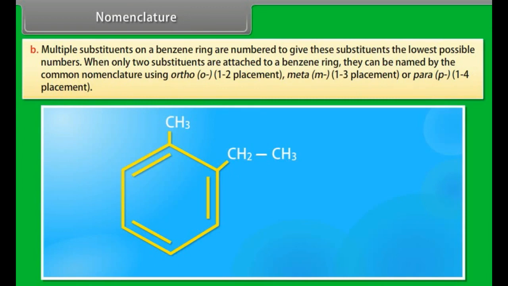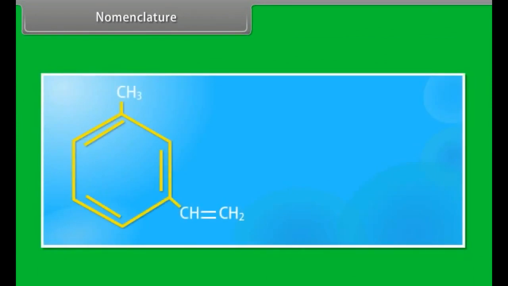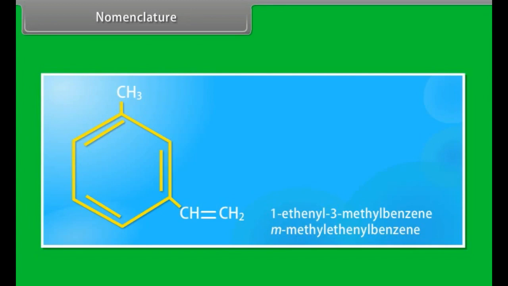The given compound is 1-ethyl-2-methylbenzene, o-methylethylbenzene. Can you name the given compound? It is 1-ethyl-3-methylbenzene, m-methylethylbenzene.